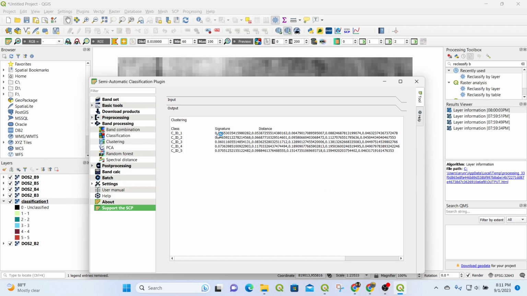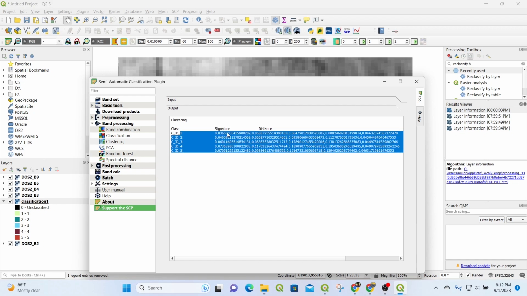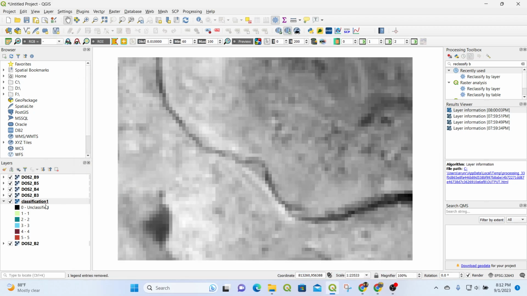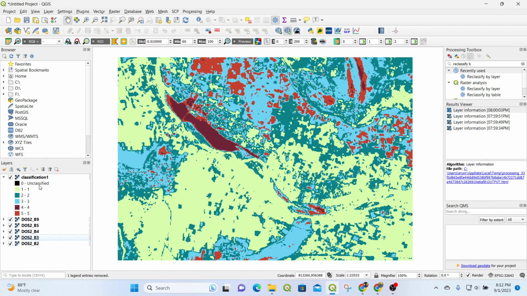So now it has done. Here, if you see, it has created 5 clusters, and this is the spectral signature and the corresponding distance. We can see this later for our analysis. Now we can see our output, how the output is.